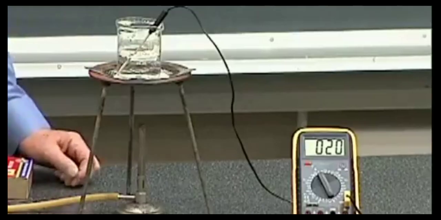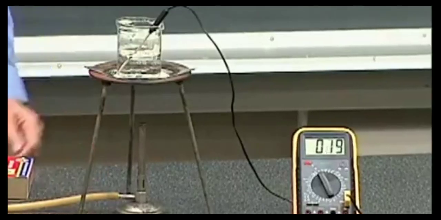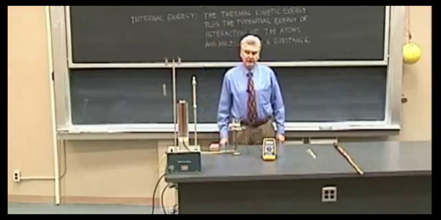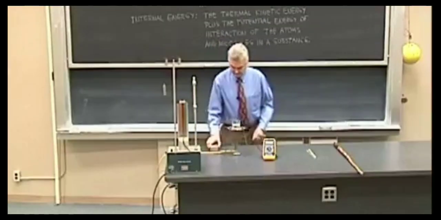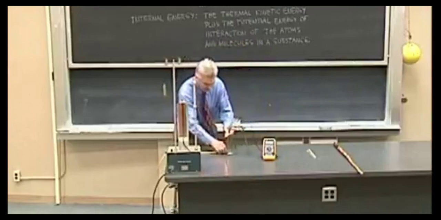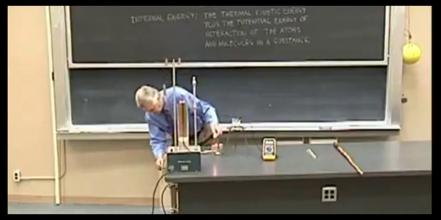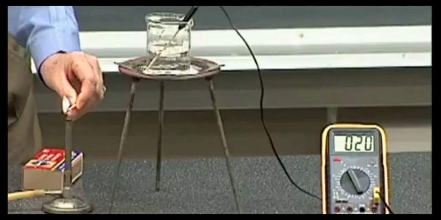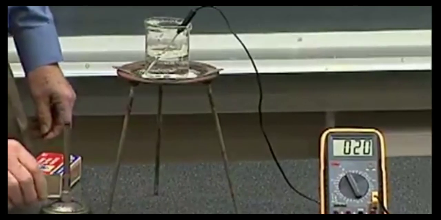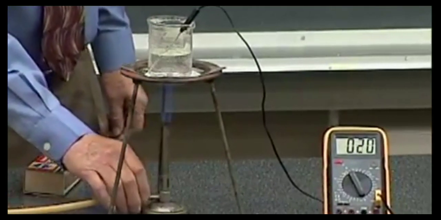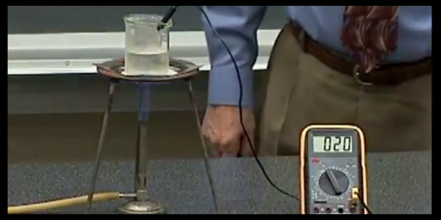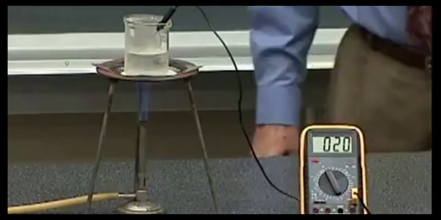The water temperature now is reading about 20 degrees Celsius. That corresponds to about 68 degrees Fahrenheit. And let's add some heat energy by lighting this flame under the beaker. And I'd like to raise the temperature of the water by about 10 Celsius degrees. And so we'll see that water start to heat up.